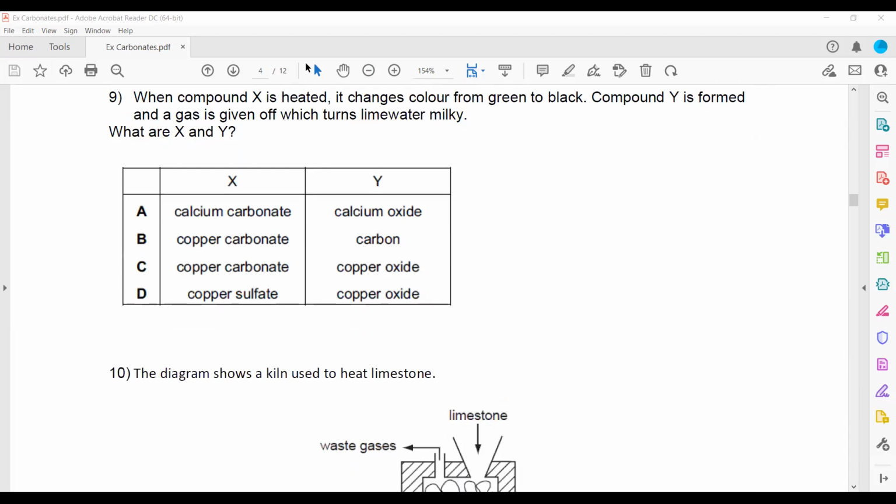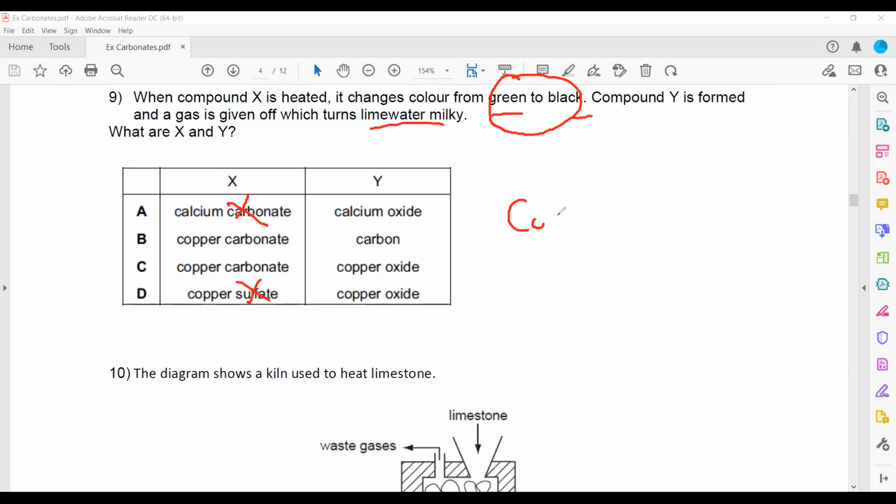When compound X is heated, it changes color from green to black. Compound Y is formed and a gas is given off, which turns lime water milky. So lime water turned milky means carbon dioxide gas is there, so it should be a carbonate. So it cannot be D. Then what carbonate should it be? Because it's a colored compound, whenever you have a colored compound, it cannot be a group 1 or 2 carbonate, group 1 to 3. So it cannot be A. So we are left with B and C.